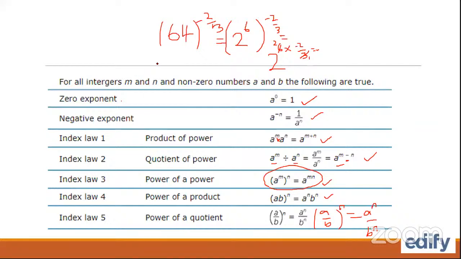I have a second question. What if the bases are different? Now, when the bases are different, for example, when you have 2 times 3 to the power 2 to the power 3, this is now different. We're not going to consider these laws of indices here.